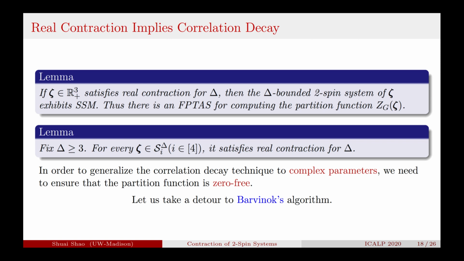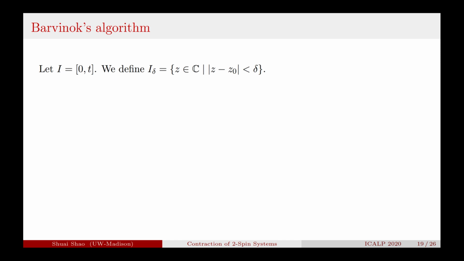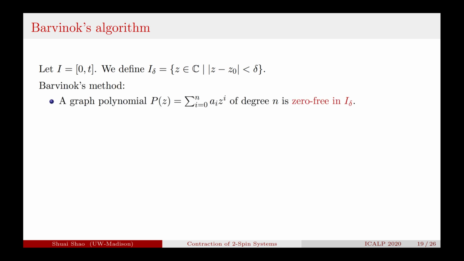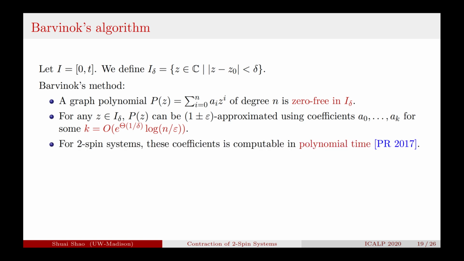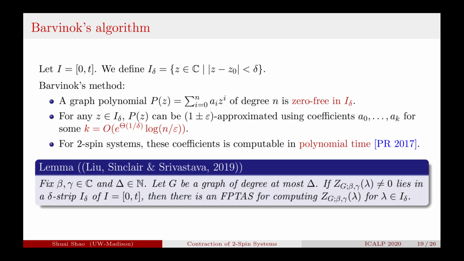So now let's take a detour to Barvinok's algorithm. This algorithm is based on zero-free regions. Let I be a real interval, and we define a complex neighborhood of this I. It's a delta-strip region. Barvinok's method says the following: consider a graph polynomial of degree n that is zero-free in this complex neighborhood I sub delta. Then for any complex value z in this complex neighborhood, the polynomial can be approximated using only the first log n coefficients, that is, on the order of log of n and 1 over the error epsilon. And for two-spin systems, these coefficients can be computed in polynomial time. So together we have the following result: if the partition function of a two-spin system is zero-free in a delta-strip region, then there is an algorithm for approximating the partition function.